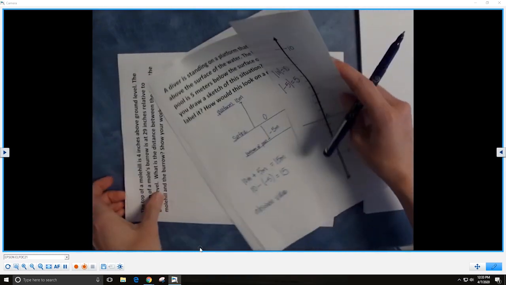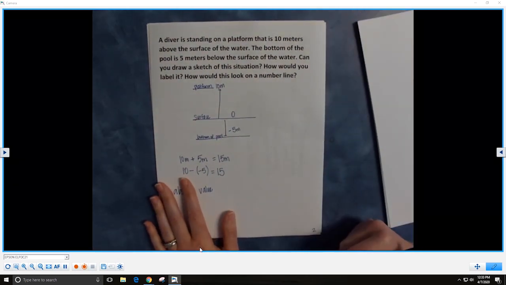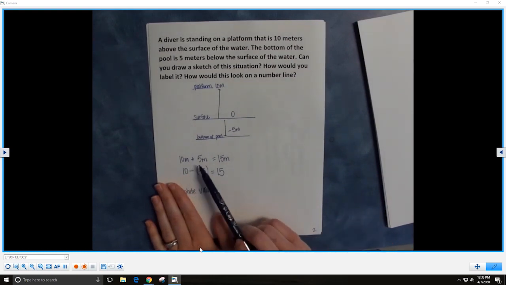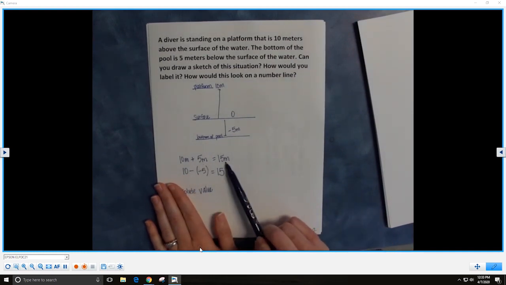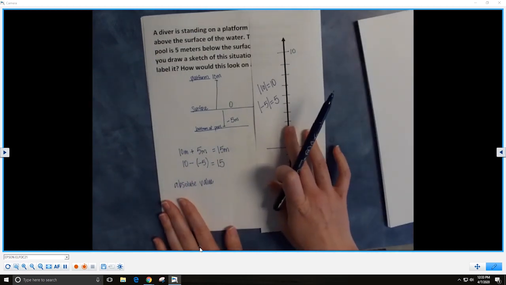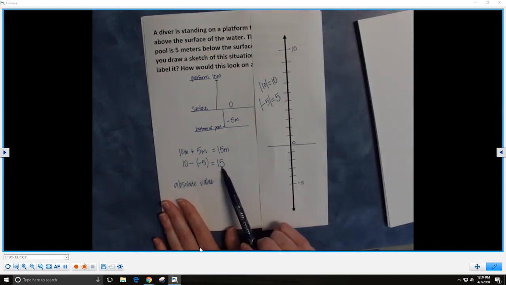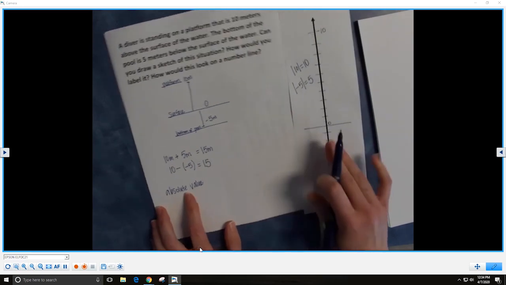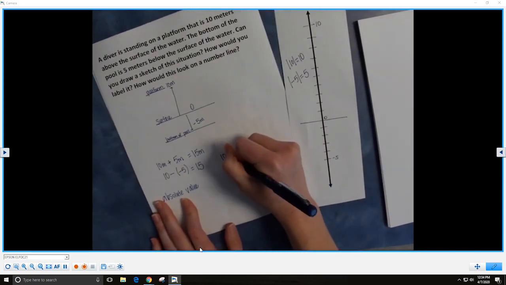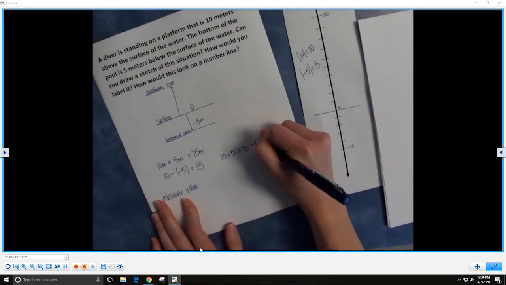Okay, let's go back to our diving example. From our drawing, and here's the problem again, we found that 10 plus 5 equals 15. From the number line, here's our number line again, we found that 10 take away -5 also equals 15. That means that 10 plus 5 is equal to 10 take away -5.